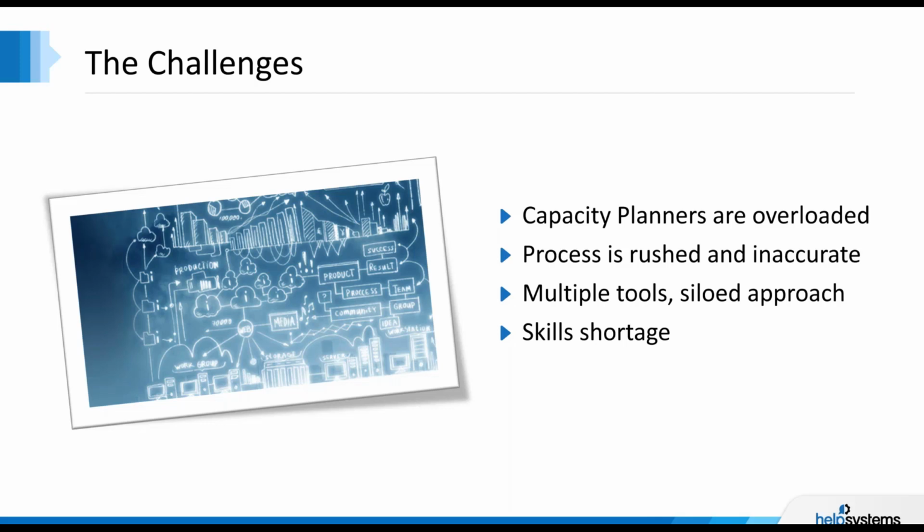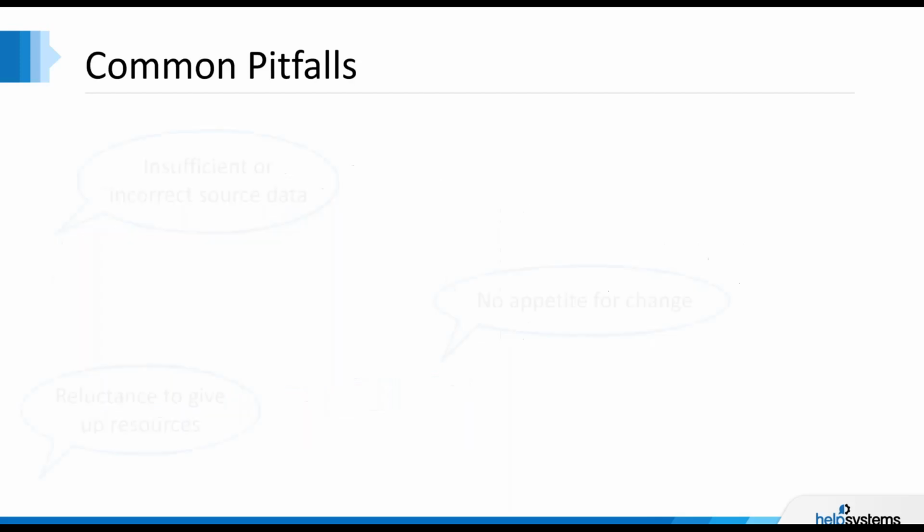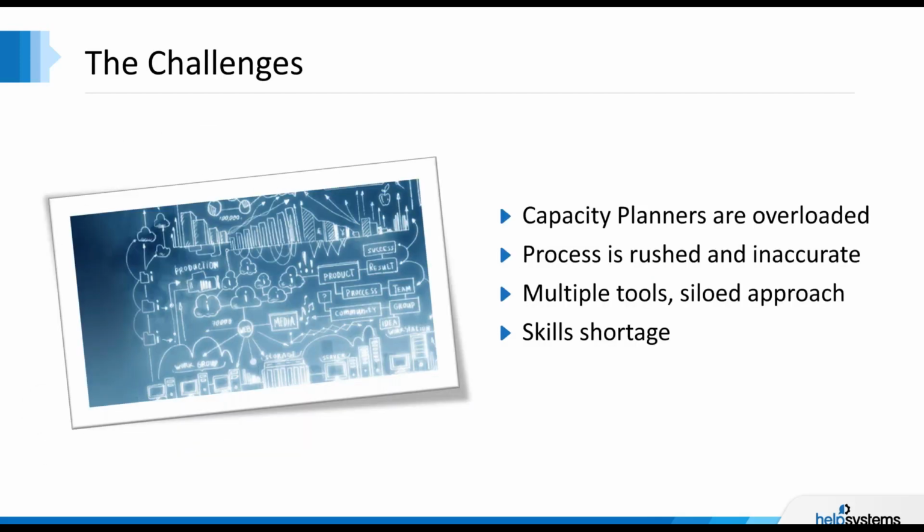The process can be rushed and inaccurate, and that's because they're using multiple tools. It's maybe a siloed approach. You have your security team, you have your new initiatives or dev team, and everybody is in their own world, so to speak. So that can be challenging, to reach across these barriers of teams.